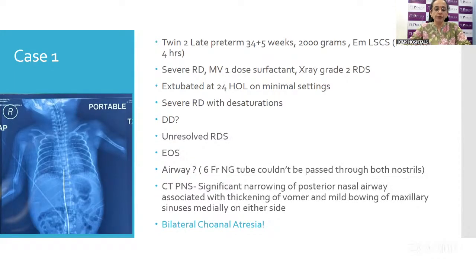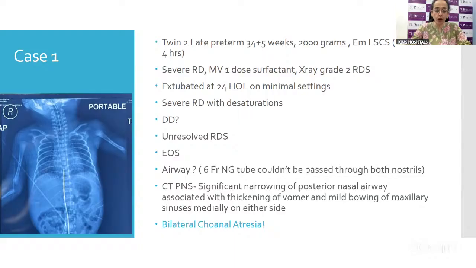So then the nasogastric tube was tried to be passed. Baby also had more of upper airway kind of retractions. The tube could not be passed through both the nostrils. Then subsequently, choanal atresia was suspected for this baby, and the CT PNS was done, which confirmed the same findings. So then the baby had to undergo an ENT evaluation.